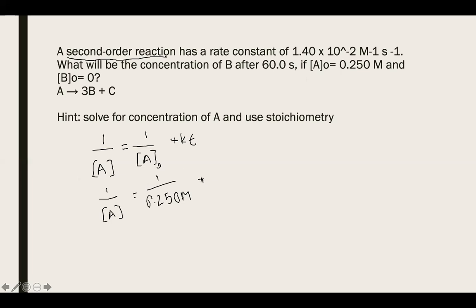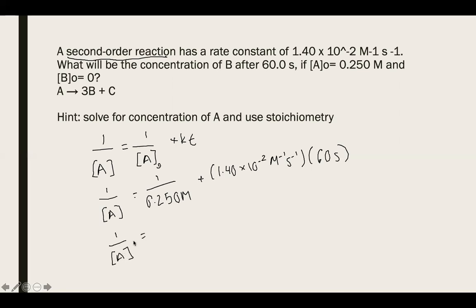molar plus K, which is 1.40 times 10 to the negative second molar to the negative 1st and seconds to the negative 1st. And then our time, because we're trying to find the concentration of B after 60 seconds, we're first going to find the concentration of A after 60 seconds and then use stoichiometry from the equation. So our time is going to be 60 seconds.